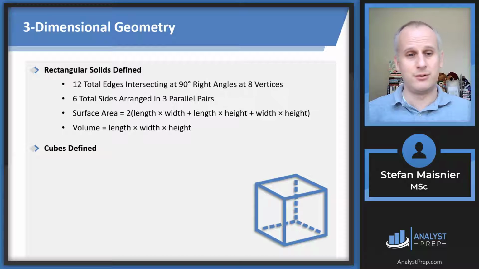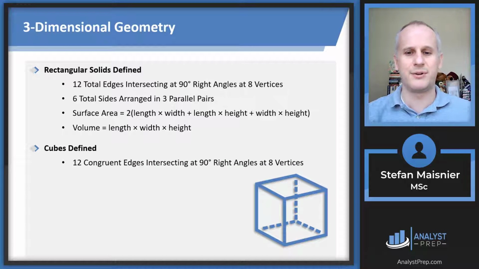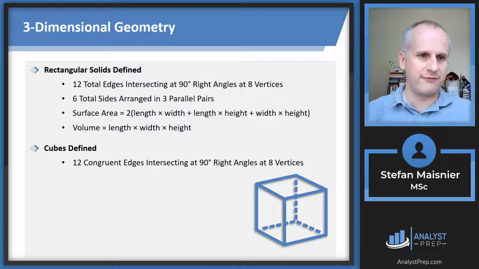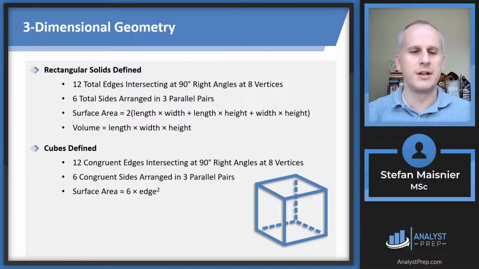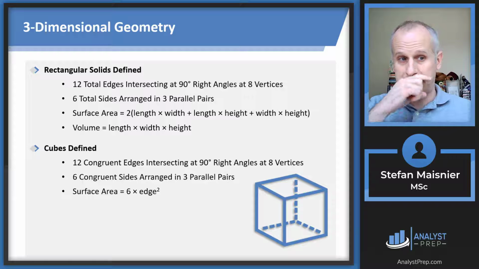So then we get to our special rectangular solid, which is known as a cube. And a cube is going to have 12 congruent edges. So that means 4 edges on top, 4 edges on the bottom, and then you have 4 basically vertical heights connecting those 2 squares, and each of them is equal to each other. So, and of course, they're still intersecting at 90-degree right angles at 8 vertices. You're going to have those 6 sides all the same because they're all made out of squares, again in 3 parallel pairs. Your surface area here, though, can be simplified.